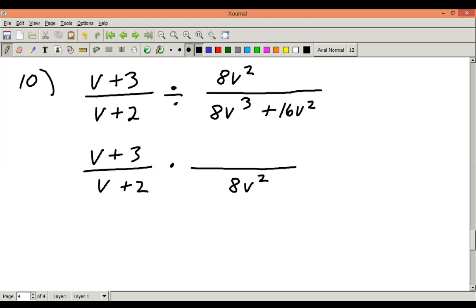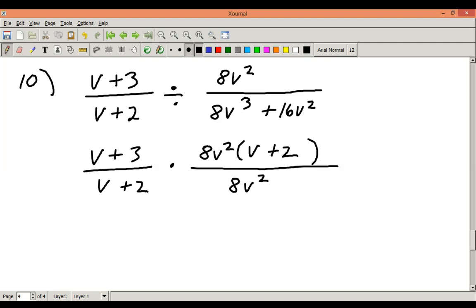So it looks like the greatest common factor there is going to be 8v squared. And then the binomial that's left over is going to be v plus 2. So again, you can remultiply mentally and see if you get what you started to factor in the first place. It looks like that's the case.